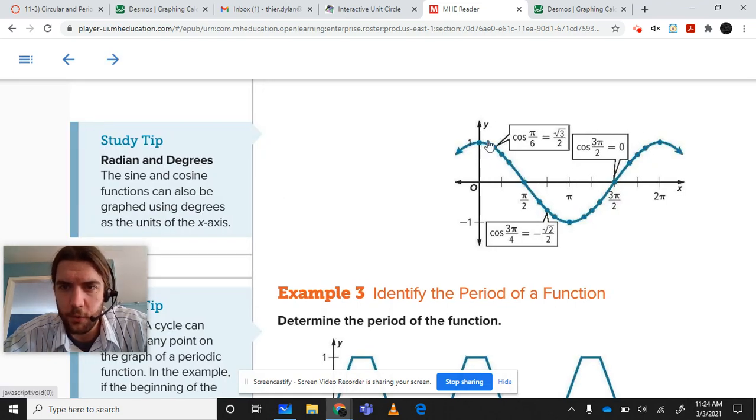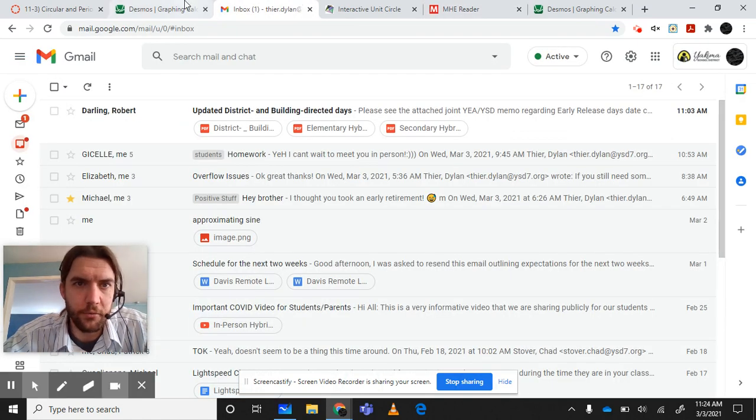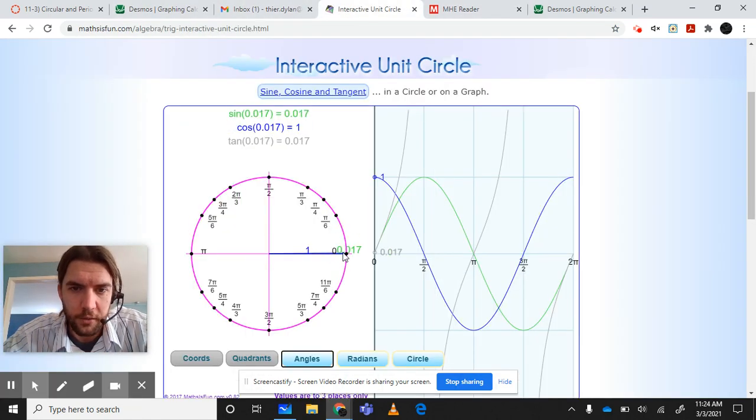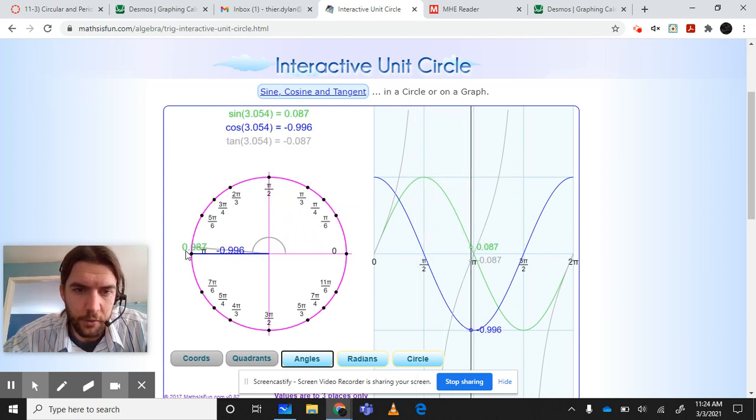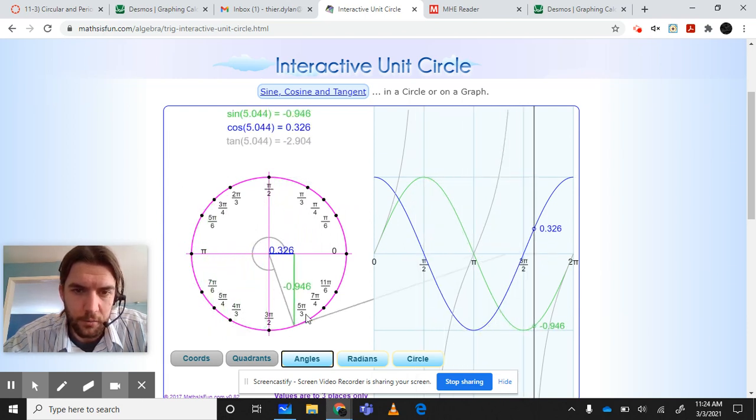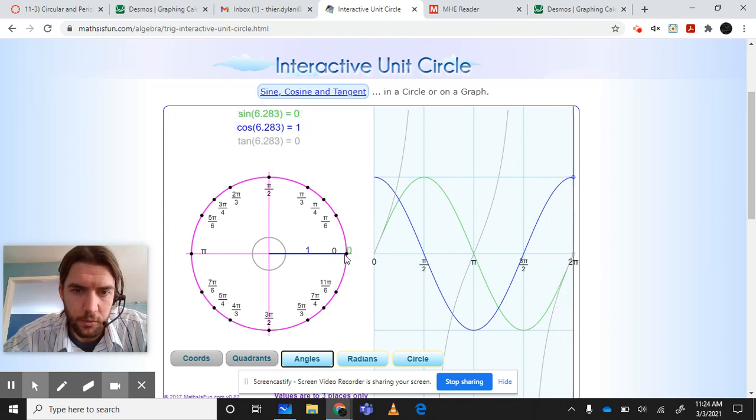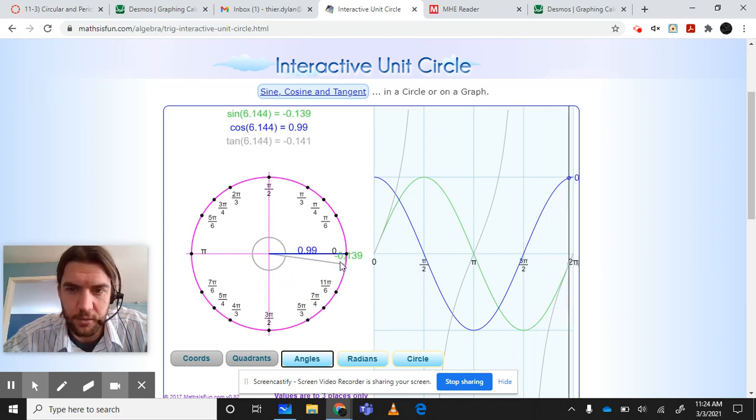Okay, same thing for cosine, just that cosine starts at 1, right? And if you think about your interactive unit circle here, if we start over here, the cosine is the length of the blue line. So it starts at 1, then shrinks down to 0, goes to -1, goes back to 0, and then back to 1.